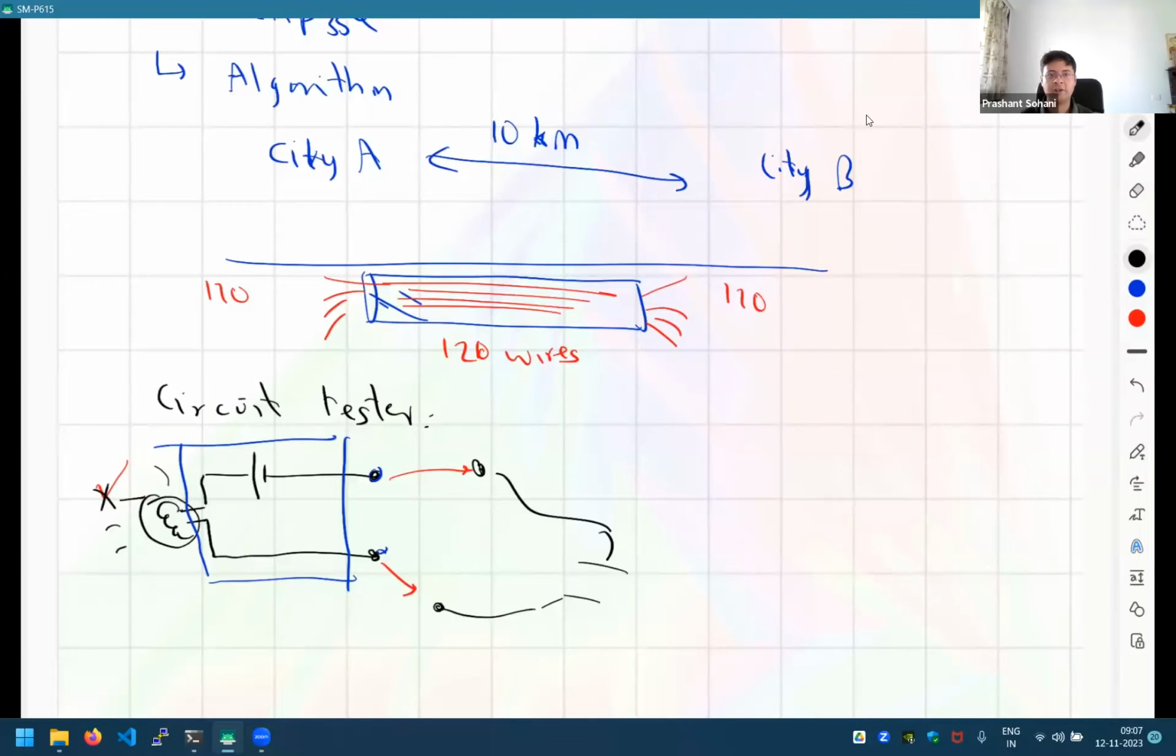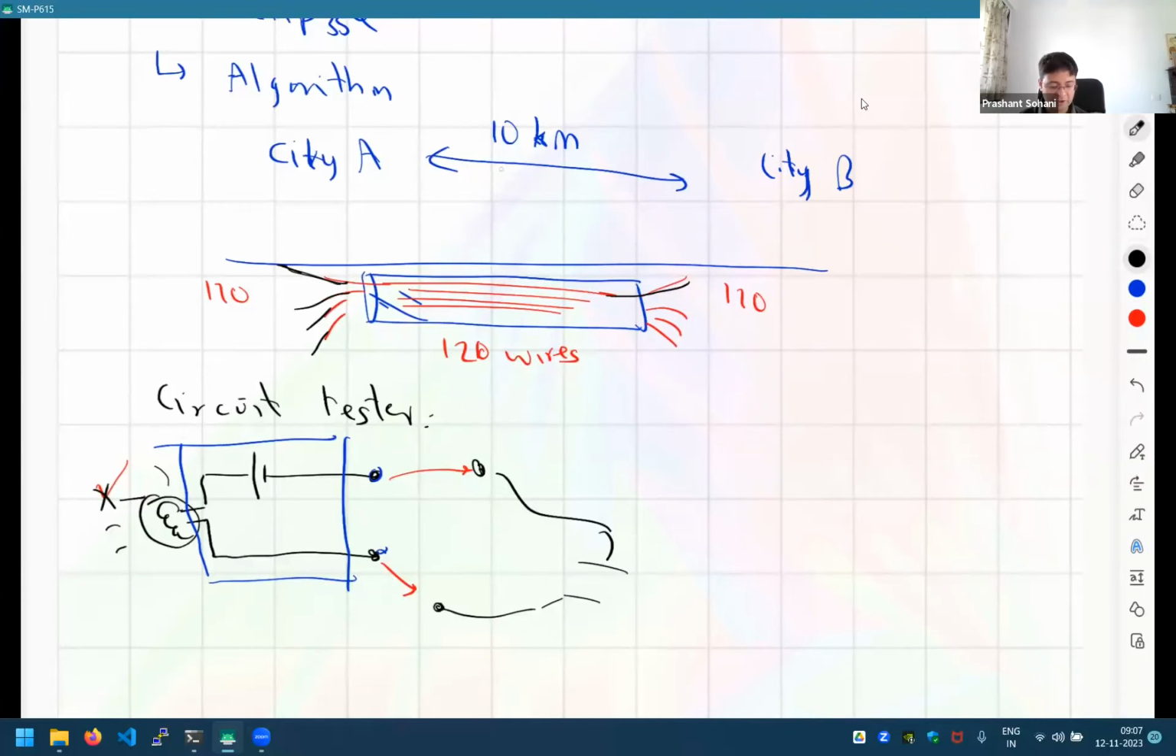So this circuit tester is available to you, and using that, what you have to do is solve this problem. You can label the wires, you can attach small pieces of paper to the wire and give it some number or name, whatever you want. But the end goal is that you have to match the correspondence, which wire from this side is meeting which wire from this side. You have to find out that information.